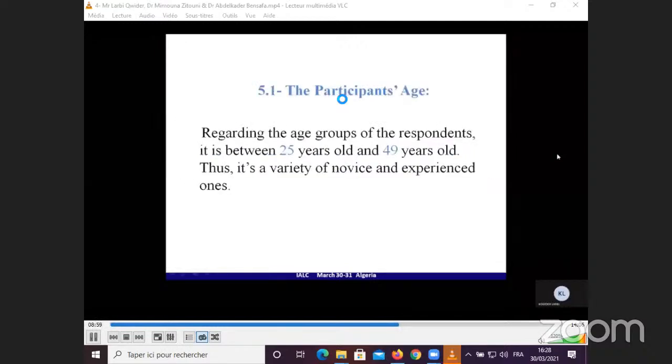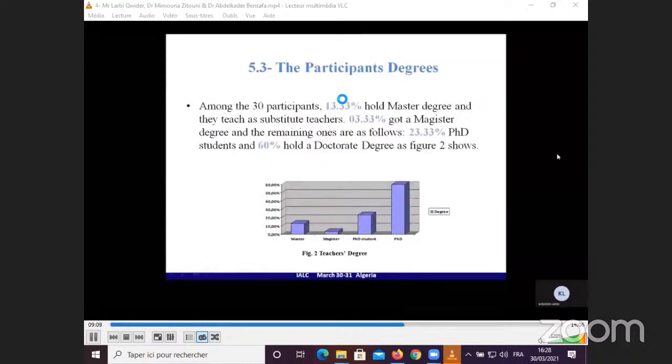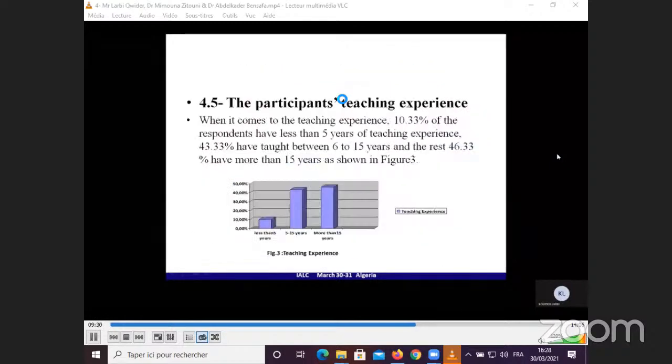Regarding the participants' age, it is between 25 and 49 years old. Regarding gender, 37% of the participants were male and the rest, 63%, were female. 13.33% hold master's degrees, 3.33% got a magister degree, and the remaining ones are as follows: 23.33% are PhD students, and 60% hold a doctorate degree. Regarding their affiliation, they belong to different universities, namely Tlemcen, Guelma, Algiers 2, Oran, Khenchela, Biskra, Constantine, Djelfa, and Bejaia University. When it comes to teaching experience, the sample is a variety of new, fresh teachers and experienced teachers.